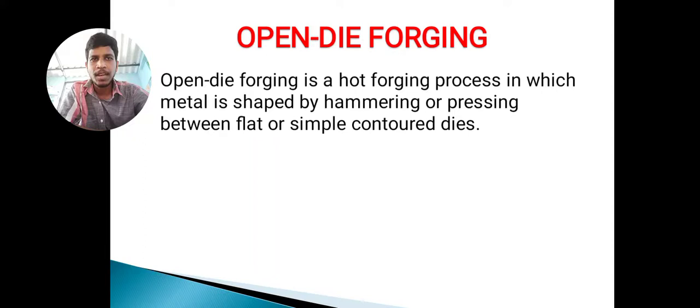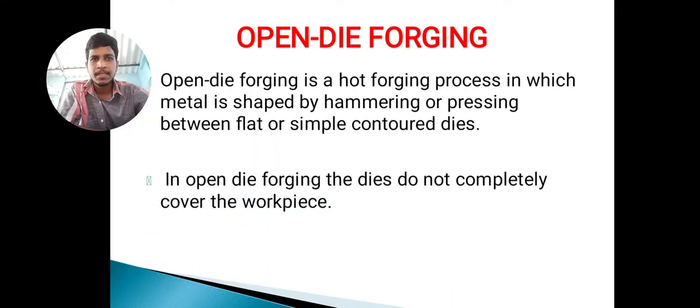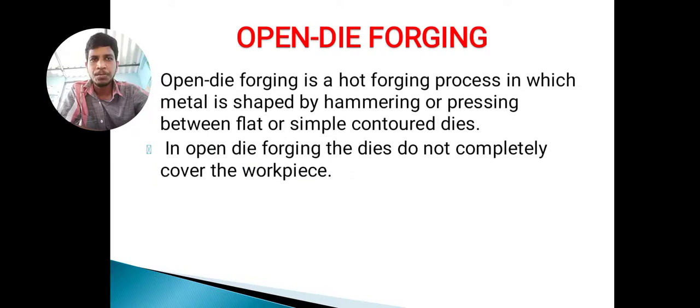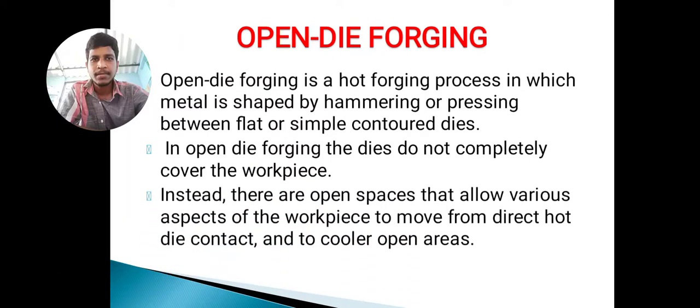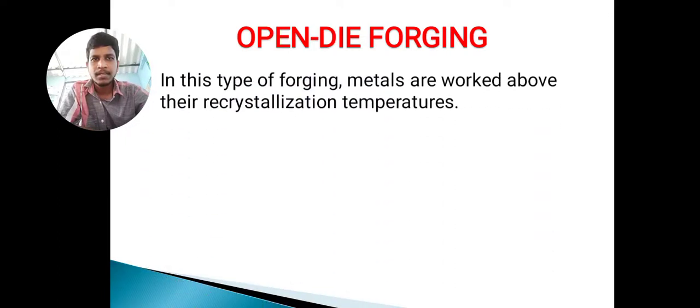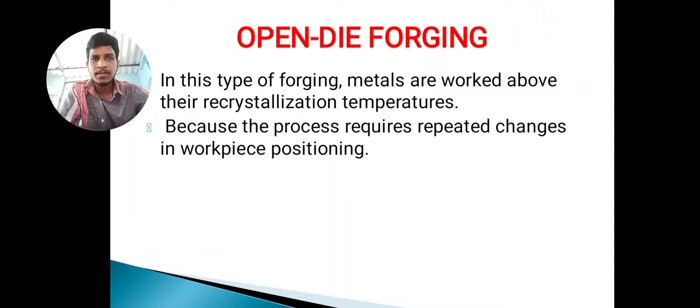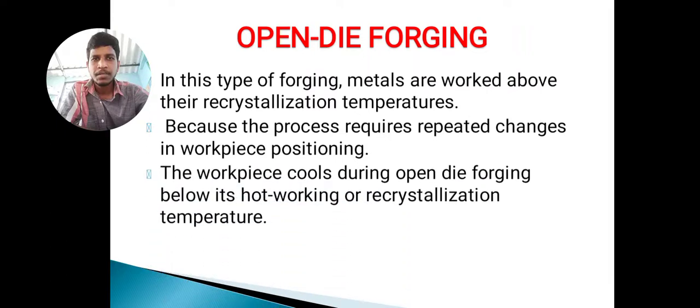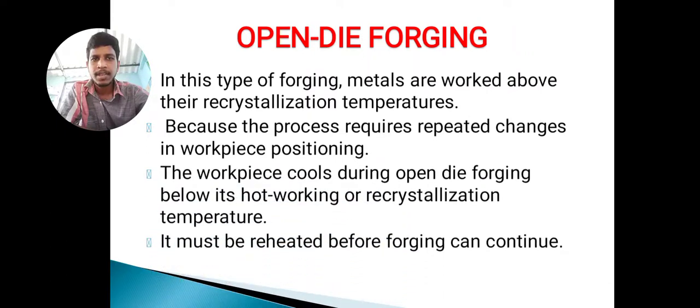Next, open die forging is a hot forging. We already know that hot forging is nothing but hammering or pressing above the recrystallization temperature between flat or simple contour dies. In open die forging, the dies do not completely cover the workpiece. The metals are above recrystallization temperatures, as I already told you about the hot working process. And next, it must be reheated before forging can continue.